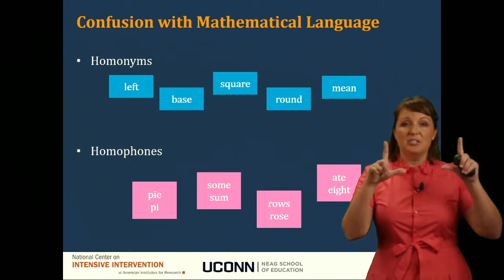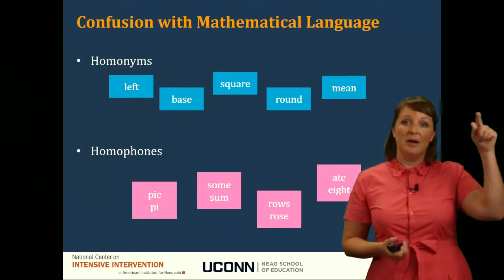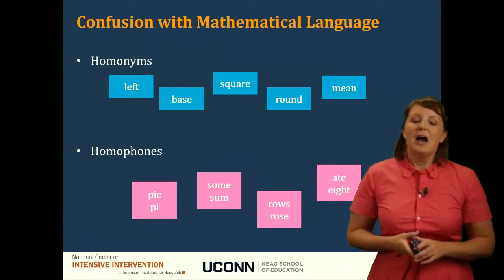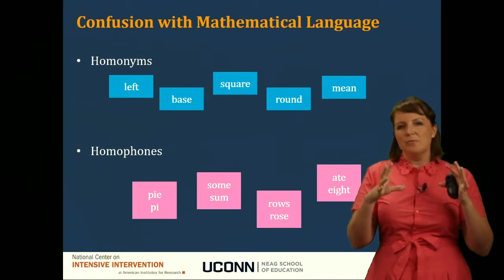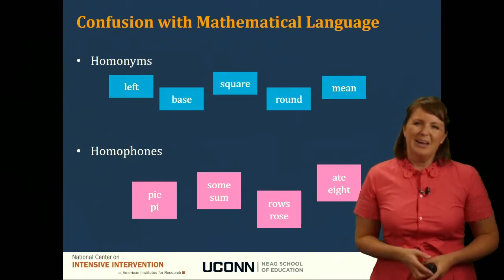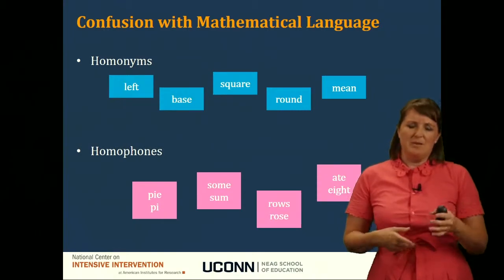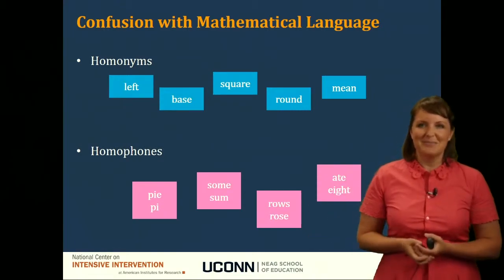Square, I can think about the shape of a square. I could also think about a square, an exponent. I could think about something that's round or having to round a number. And I could think about mean. You're so mean to me versus I have to find the mean of some numbers.